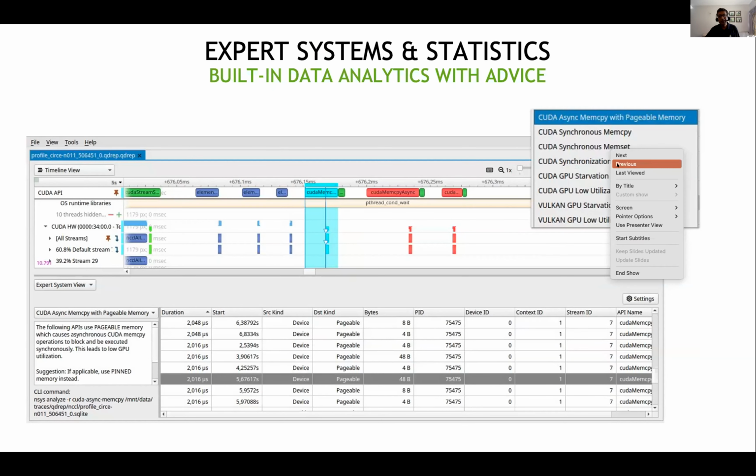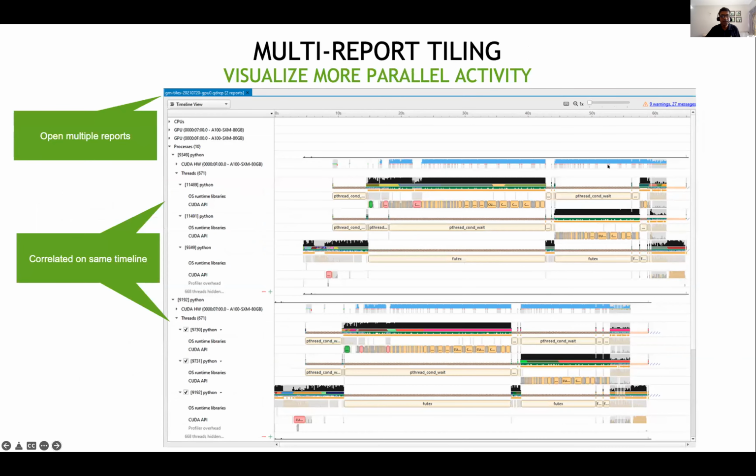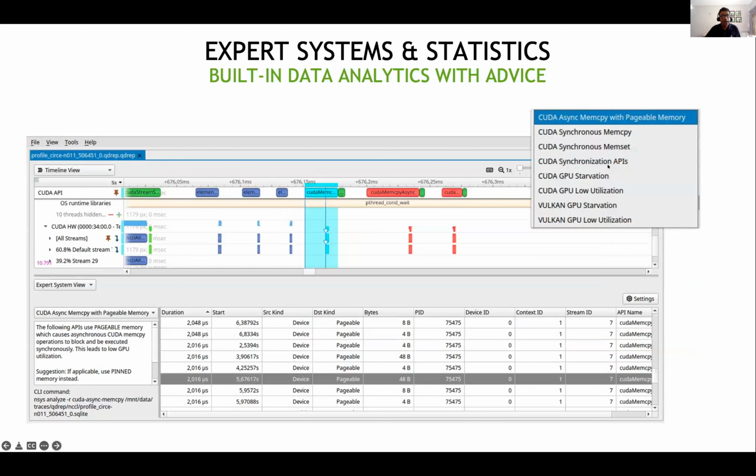Yeah, one interesting feature is, since you have so much data, we have added rules to analyze it. So these are examples of some rules here. You may want to analyze CUDA asynchronous memory transfers, or whether the GPU is starving, and so on.